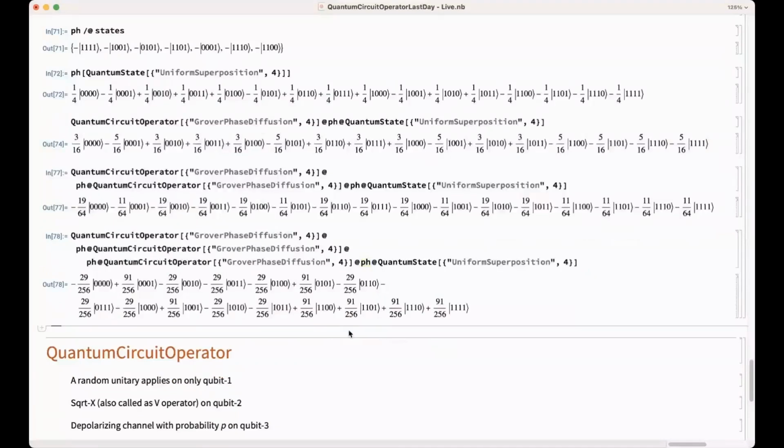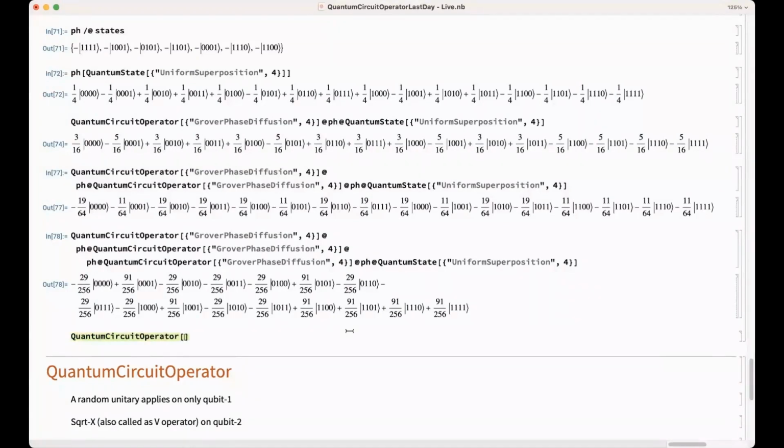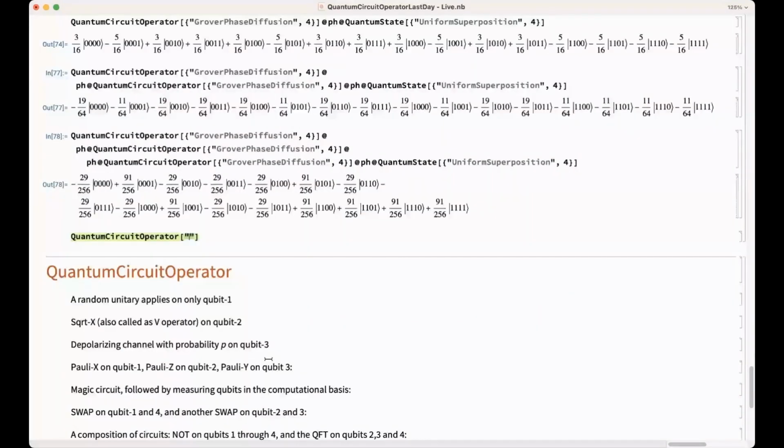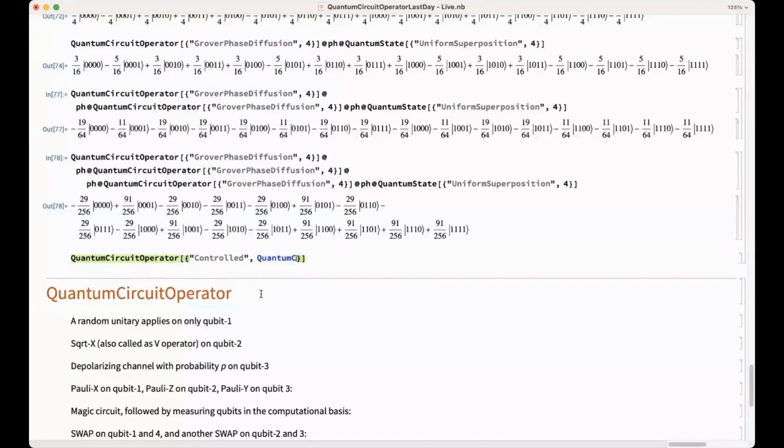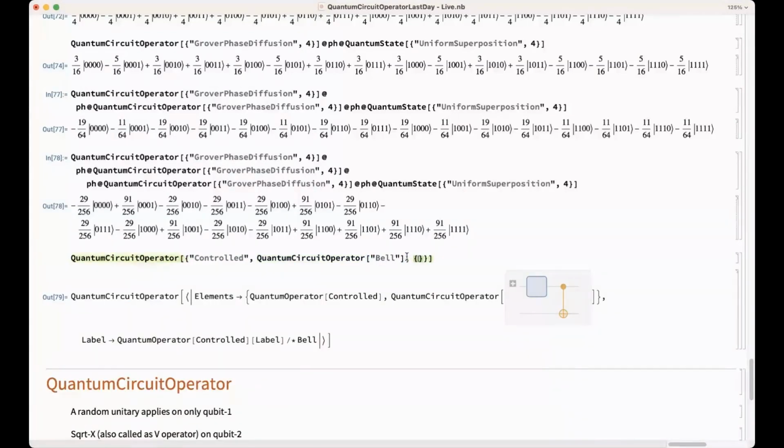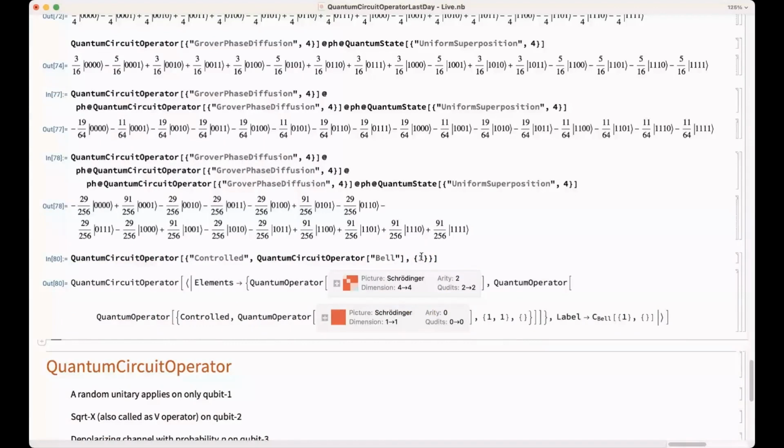What else for our named circuits, Nick? Is there any interesting feature that you would like to add for the named circuits? Let's see. Maybe I haven't tried it in a while. If I have it controlled and then act on another circuit, like Bell, for example, it's not quite the same.